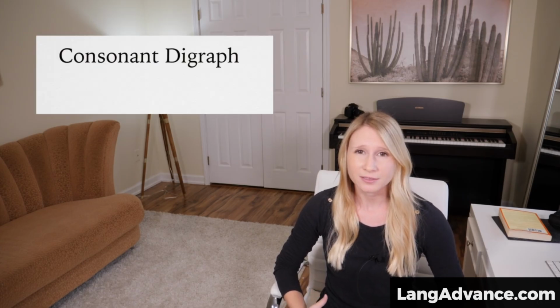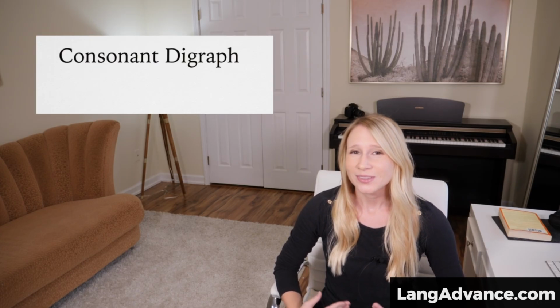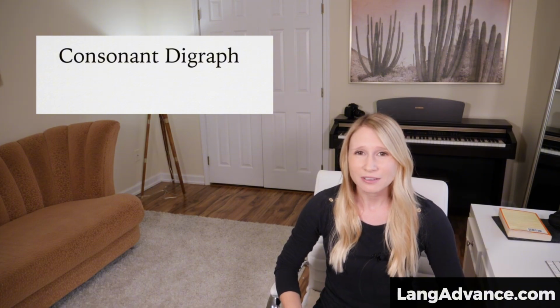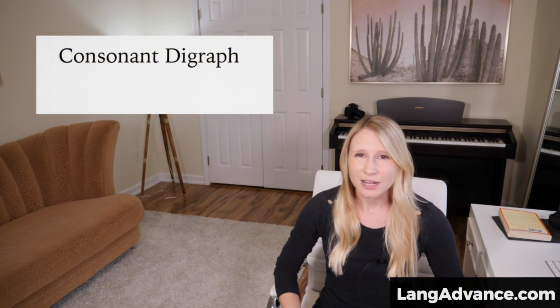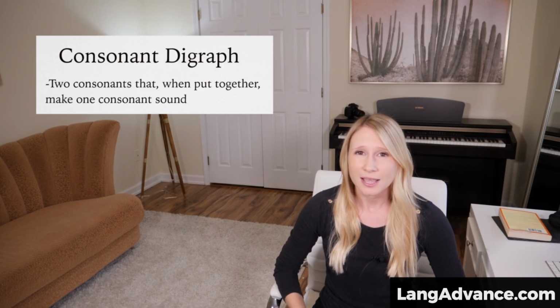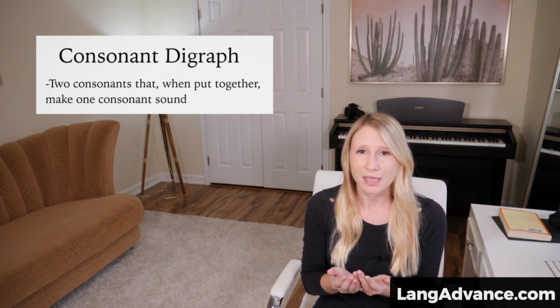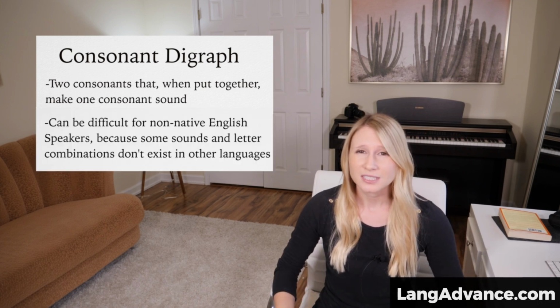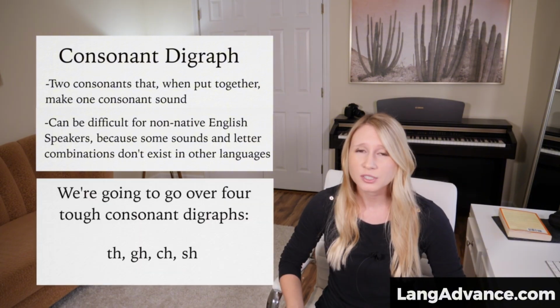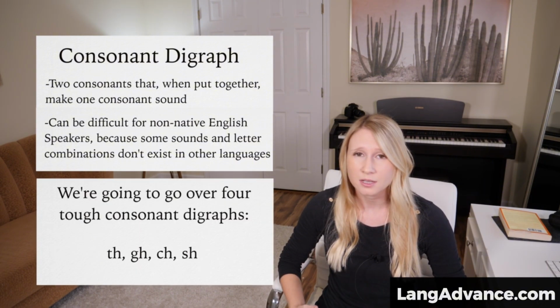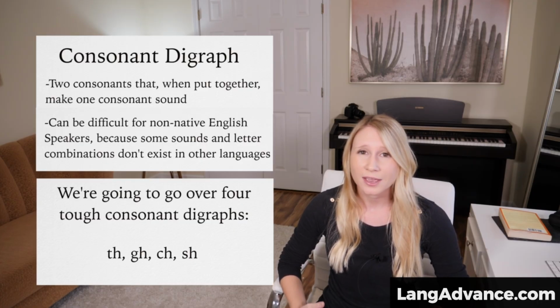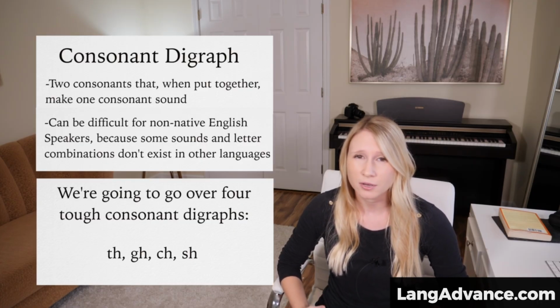In today's grammar lessons, we're going to go over consonant digraphs. Sounds exciting, right? To me, consonant digraphs are actually very interesting. A consonant digraph is 2 consonants that when they come together make one consonant sound. Consonant digraphs can be tricky for non-native English speakers because some of the sounds and letter combinations simply don't exist in other languages. We're going to go over the toughest consonant digraphs, and I'm going to give you some tips and tricks so that you can pronounce these difficult letter combinations correctly.